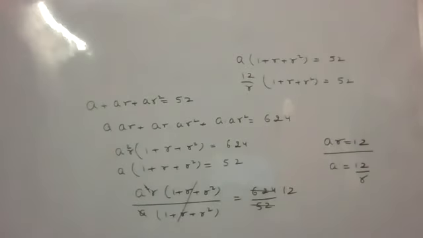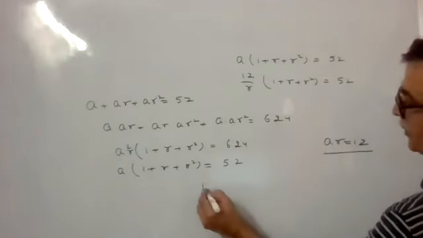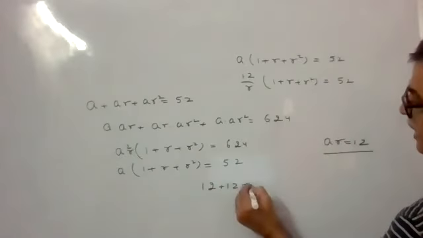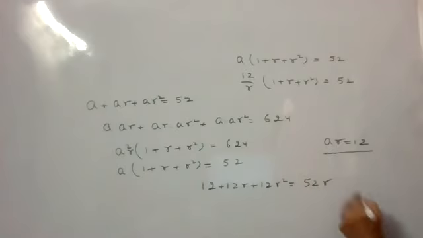Is it right? From this I am taking. And now only the thing is you should solve it. It will come 12 plus 12R plus 12R square is 52R.